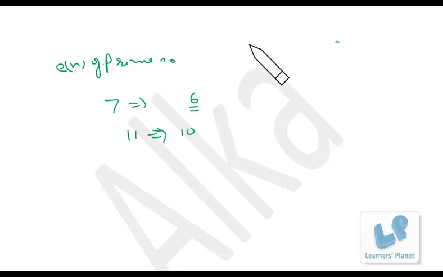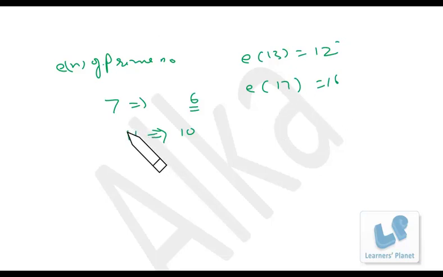The Euler number of 13 will be 12. The Euler number of 17 will be 16. The Euler number of 19 will be 18.